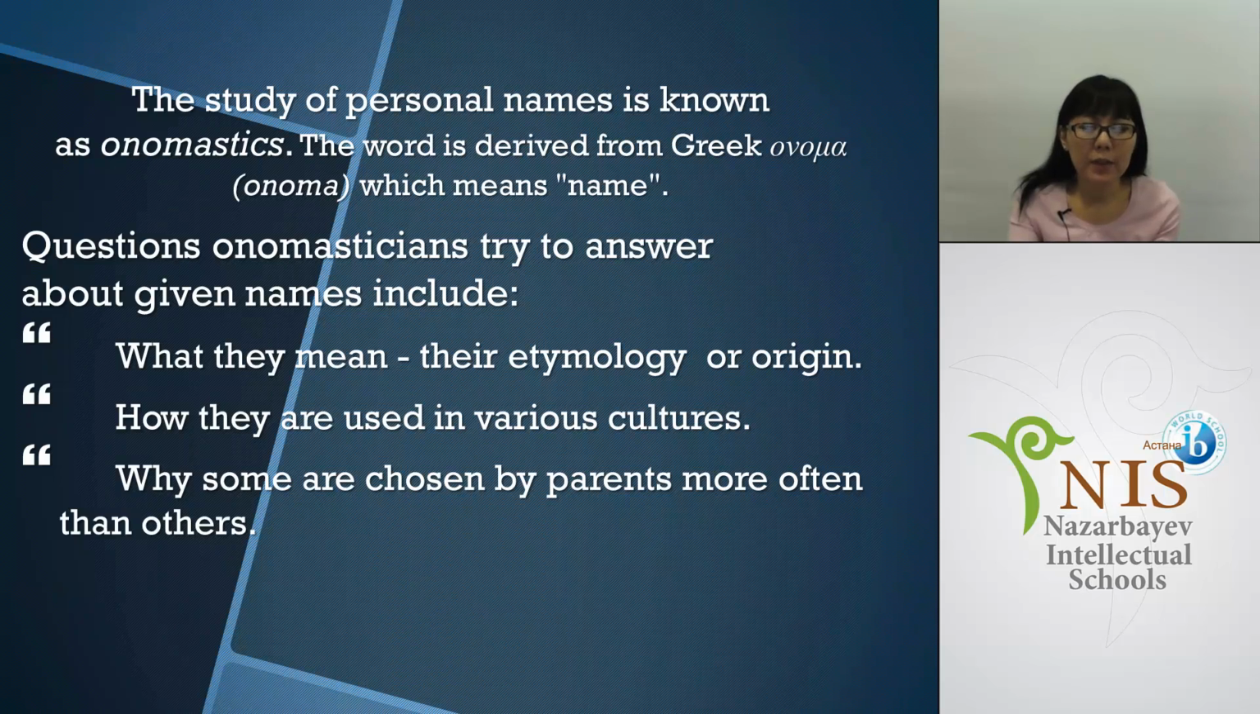The study of the personal name, you will be very interested, there is a special science that searches and identifies these names, and it is called onomastics. It came from the Greek word onoma, which means name. This field tries to answer the following questions. What do the names mean, their etymology or origin? How are they used in various cultures, so that one and the same name can be used differently? And why are some chosen by parents more often than others? So parents choose the appropriate name for their children. These are the questions this study is concerned with, and scientists try to compare different cultures and traditions of naming a person.